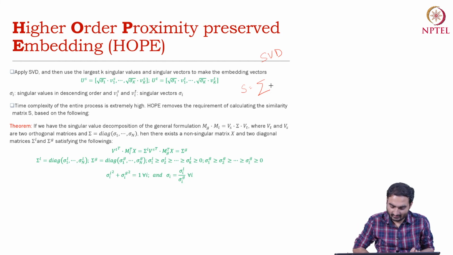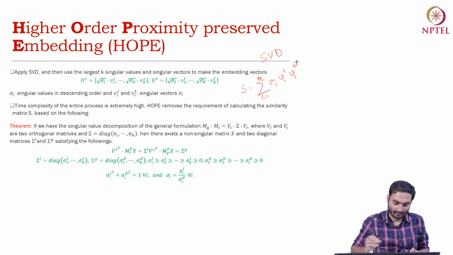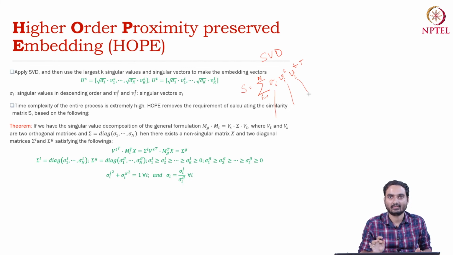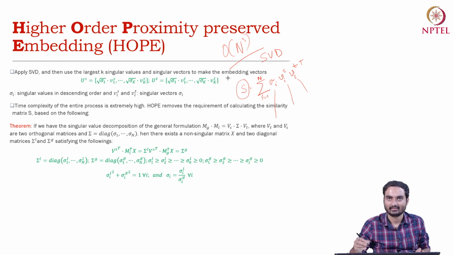So, it means that you will essentially have S equals summation over n number of nodes of singular value times the singular vectors, v i transpose. But SVD is extremely time consuming. This is essentially order of n cube. Now think of a large network, this is impossible to do. Therefore, they came up with a theorem which basically says that you can just get rid of the SVD part if you just calculate Mg and Ml, because all the proximity based formulations which construct S can be decomposed into Mg and Ml.